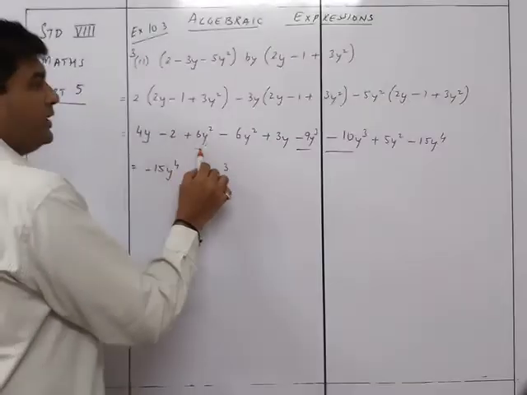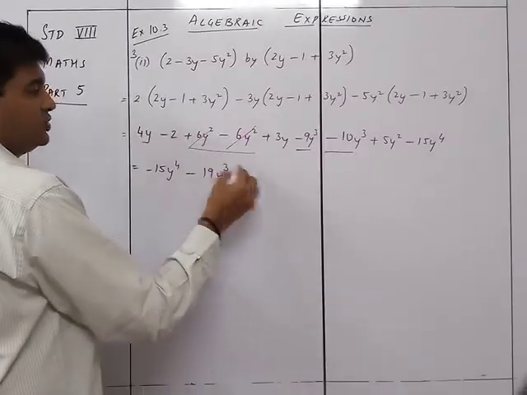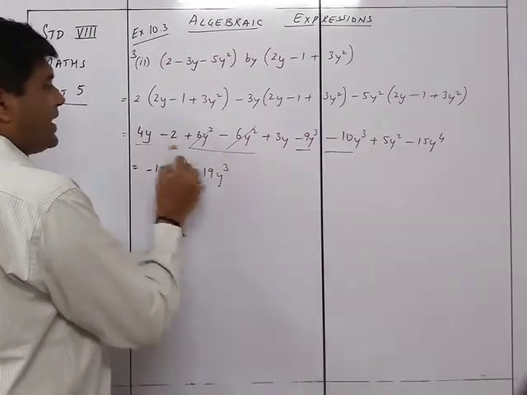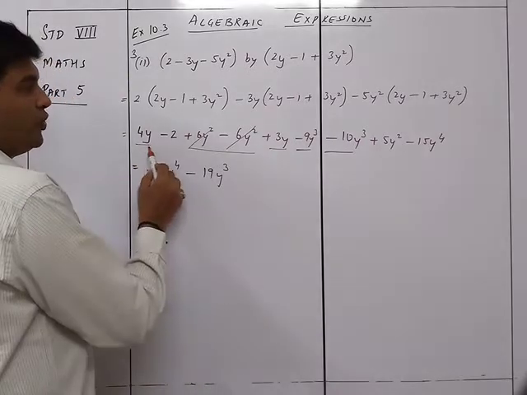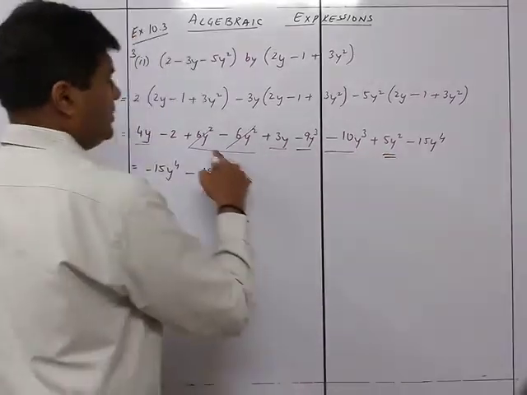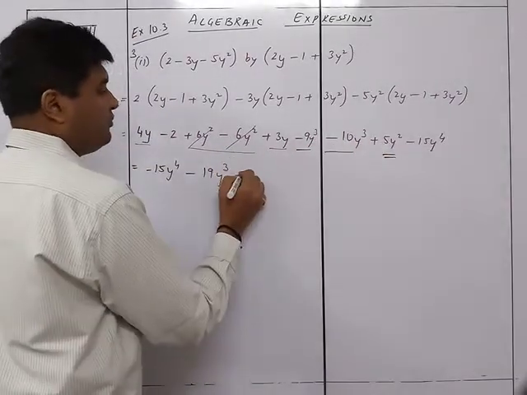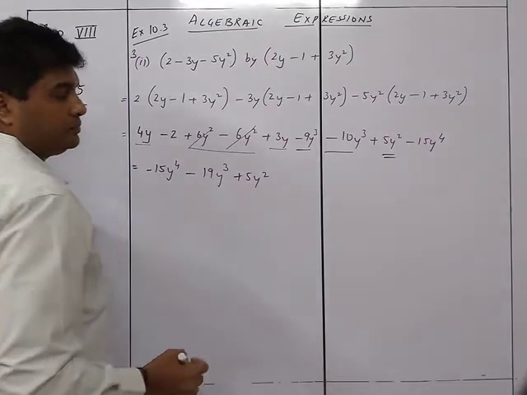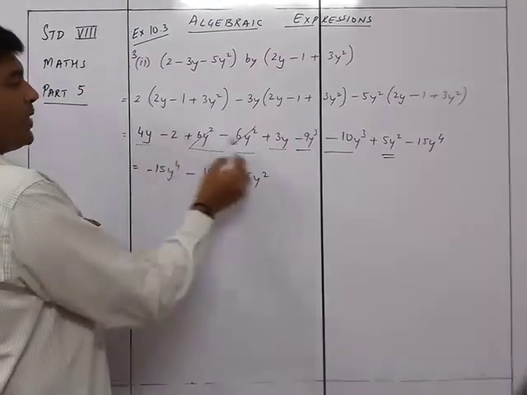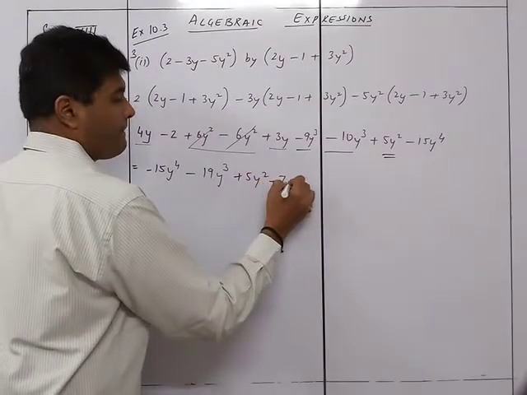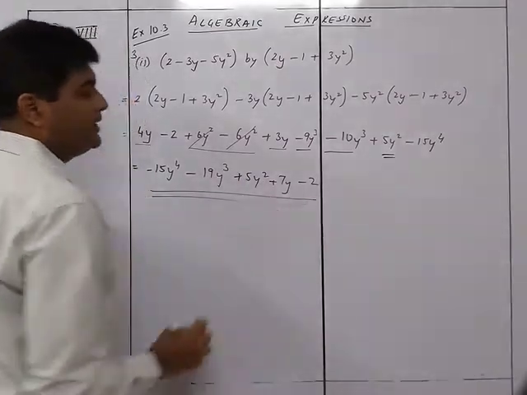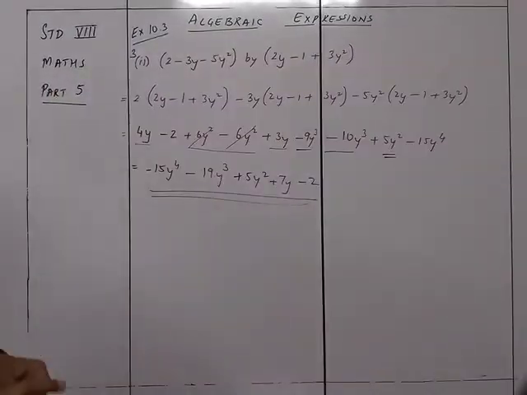In y square, these two are there, which are getting cancelled, so 0. You don't need to write it. And then in y, there are 4y and 3y. Oh, one sec. In y square, this one is also there, so these two cancel but this one remains, so it will be plus 5y square. In y, these two, that is 4y plus 3y, 7y, and minus 2. So that's the answer for the trinomial into trinomial multiplication.